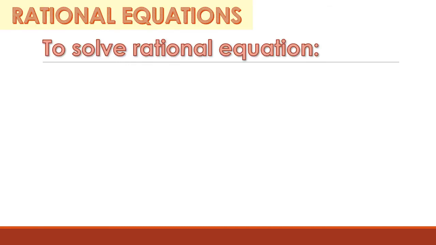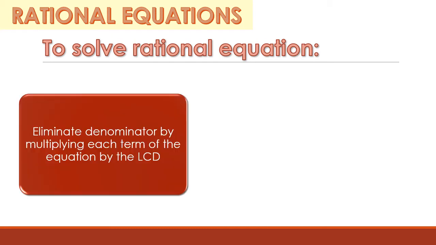Now, rational equation, how to solve for rational equation. We have two important steps. First is we have to eliminate the denominator by multiplying each term of the equation by the LCD. So, unang-unang step is hanapin mo ang LCD and you have to multiply everything na nasa equation by the LCD to simplify your equation, para wala ng denominator.